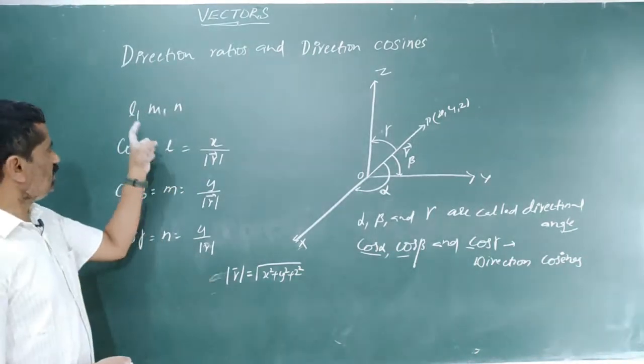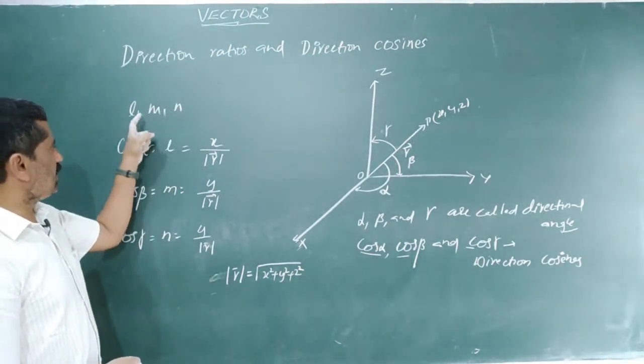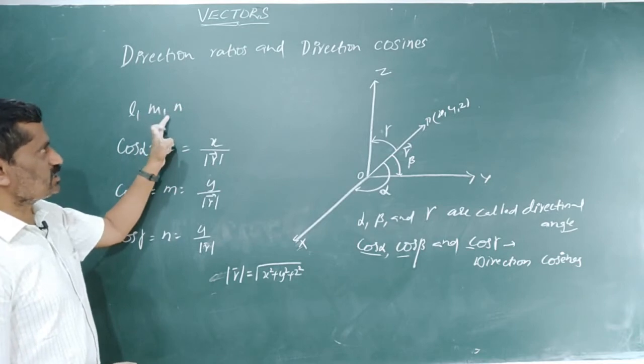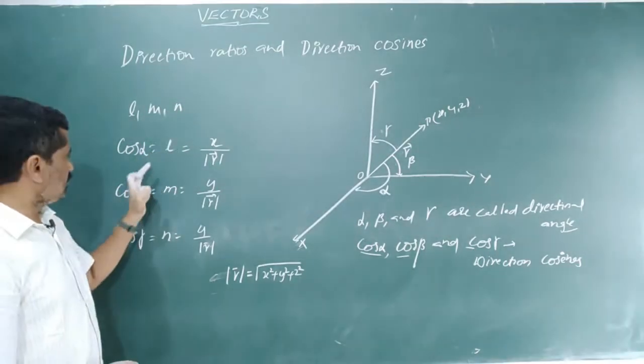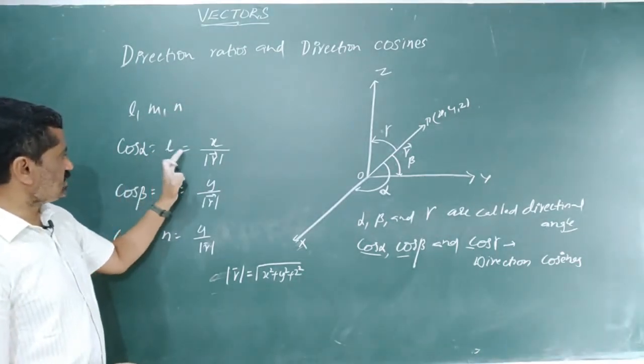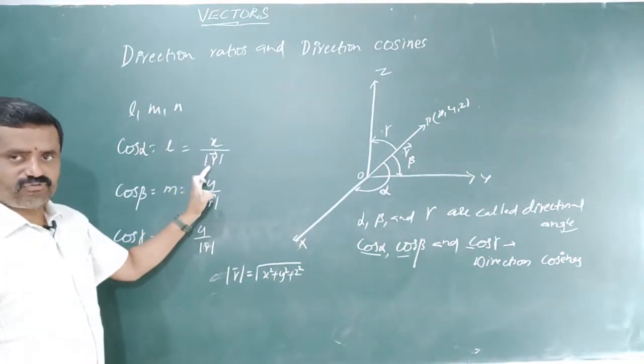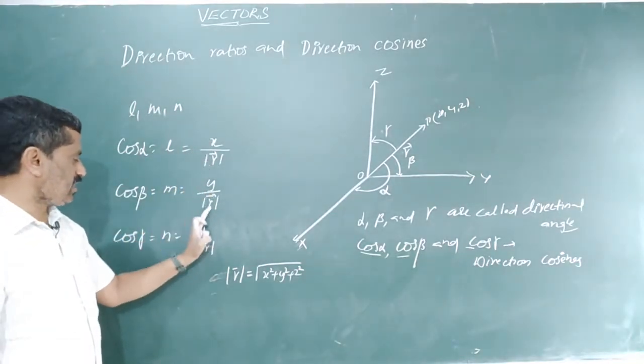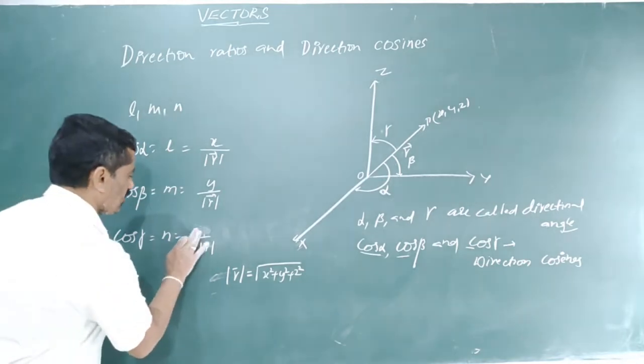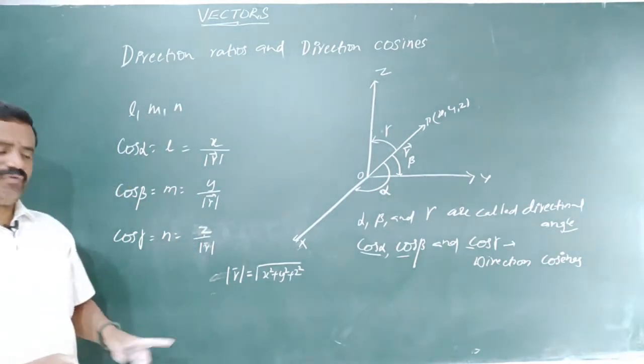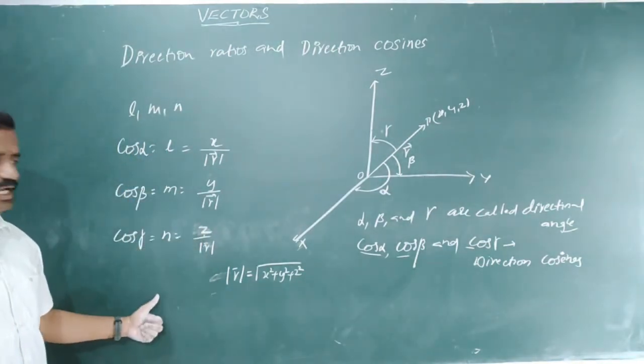Okay, usually L, M, N are called what? Direction cosines. Usually cos alpha is equal to L, which is equal to x by the magnitude of the vector, y by the magnitude of the vector, z by the magnitude of the vector. You should remember this.